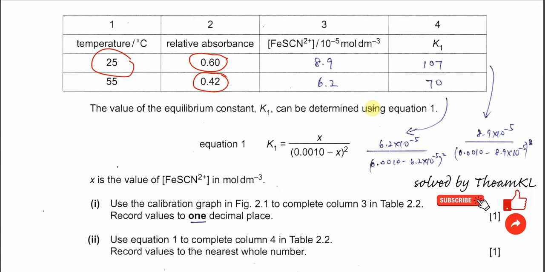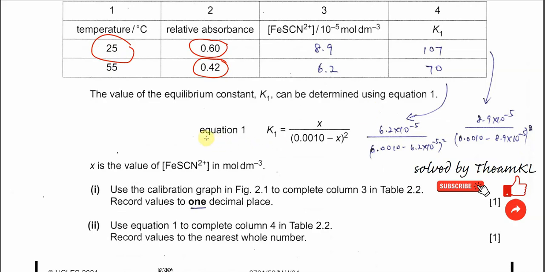After that, use this value in equation 1. Substitute the values in equation 1 to get the constant. So the first one, you should get 107. Just substitute the values, 8.9 times 10^-5 over 0.001 minus 8.9 times 10^-5, and make sure it's squared here. Then you will get 107. Use the same calculation, you get 70 for the 55 degrees C.